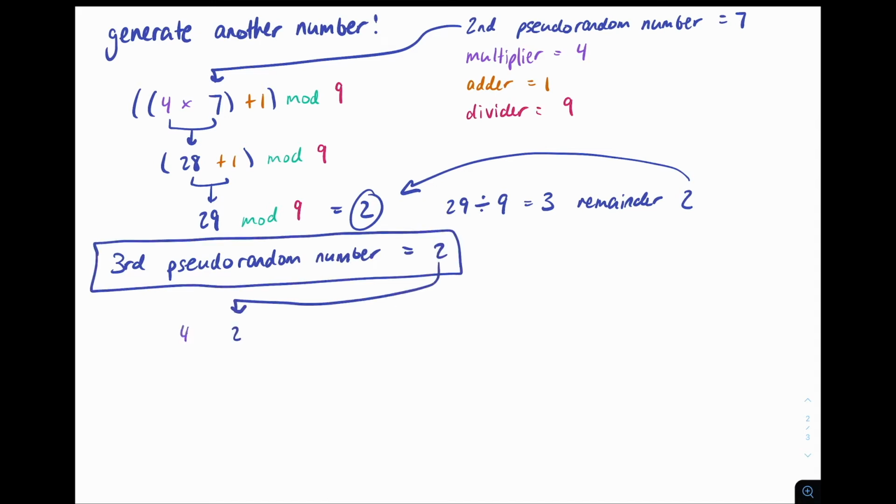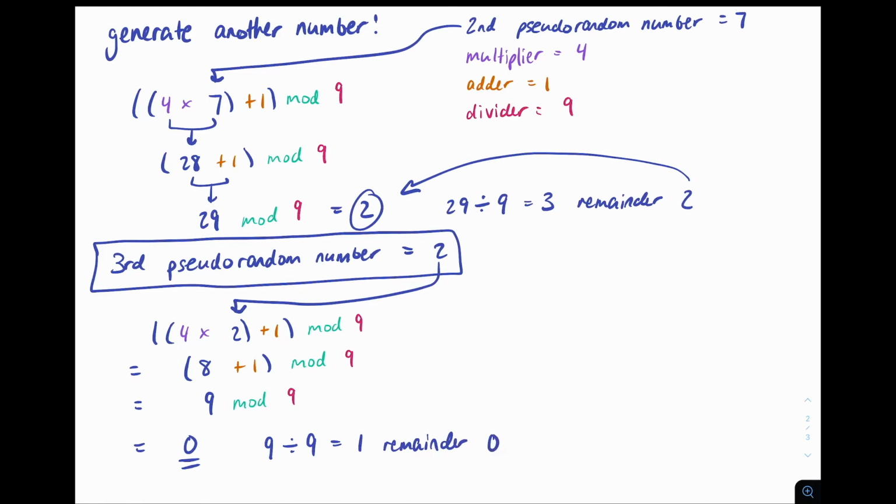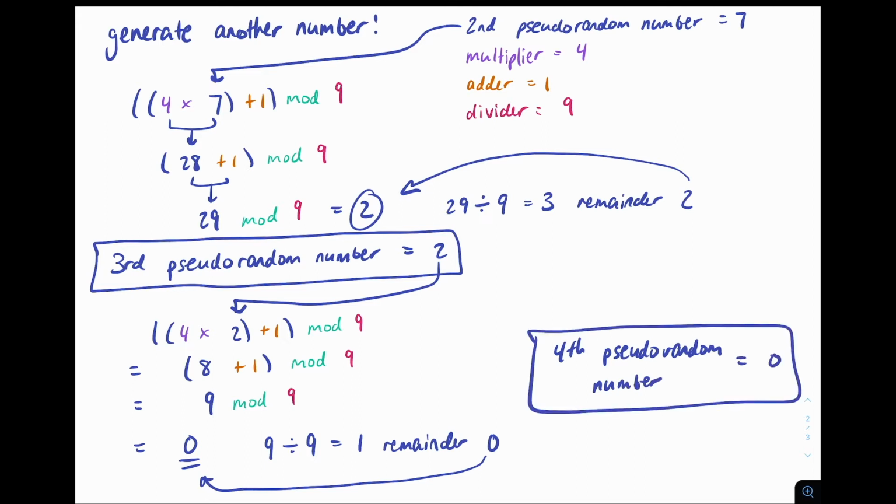For our fourth pseudo-random number, 4 times 2 equals 8. 8 plus 1 is 9. And 9 mod 9 equals 0. And this is because 9 divided by 9 equals 1 with remainder 0. 0 is our fourth pseudo-random number. And we can continue to repeat this process over and over again to generate more numbers.